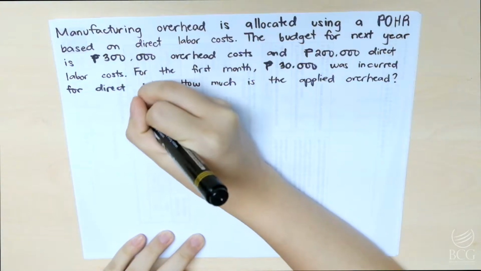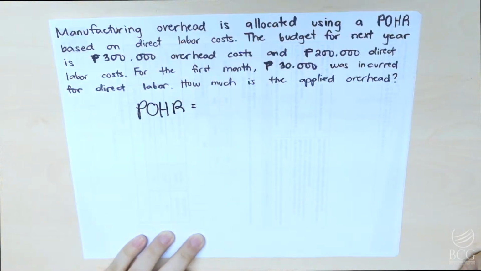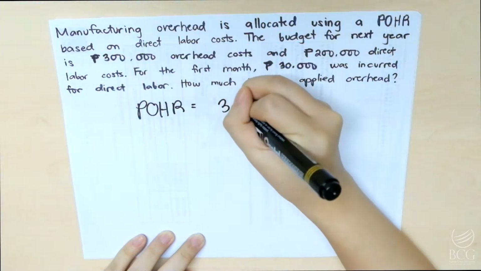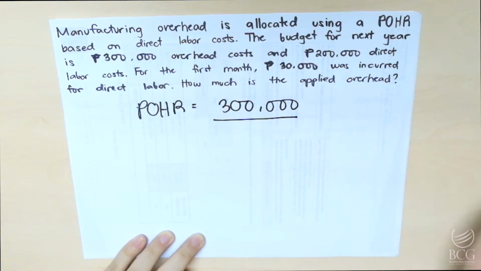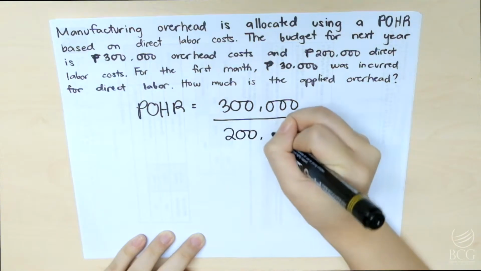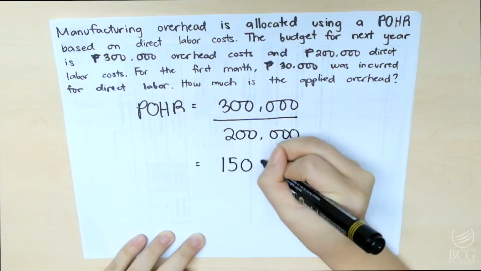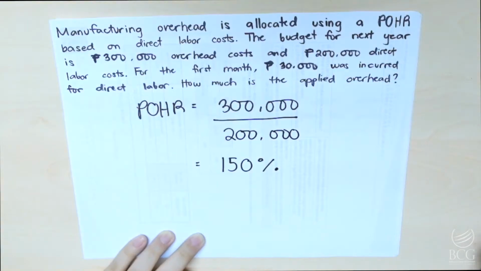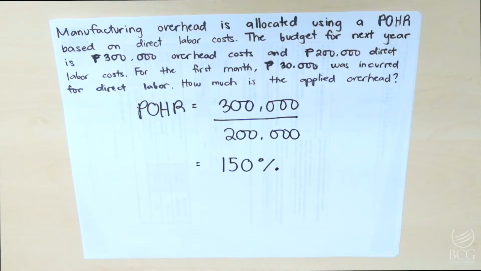So the POHR is the estimated annual indirect costs, which is 300,000, divided by the estimated annual quantity of allocation base, which is the direct labor costs of 200,000. Hence, the POHR is 150%. Since the allocation base is a cost, our POHR will be a percentage.